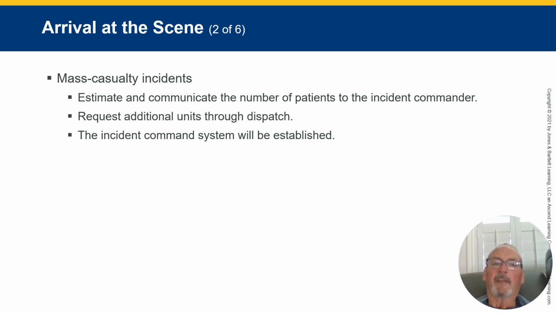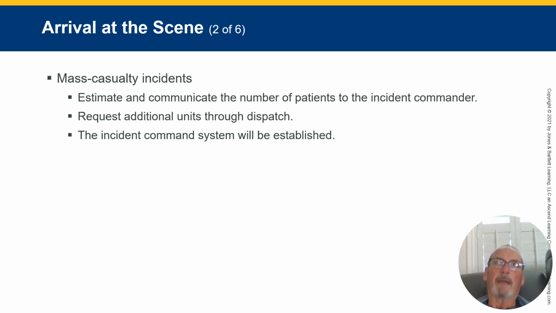Mass casualty incidents: estimate and communicate the number of patients through the incident commander. When you arrive, you may see 20 people. You should get on the PA system and ask anyone that was not involved with the accident to please report through the back of the ambulance. That way you have an idea of how many are walking wounded and how many of them do not belong to the scene. They may just have been bystanders driving by. Request additional units. Always keep in mind 2 patients per unit. So if you've got 10 patients, you should have at least 5 ambulances coming.